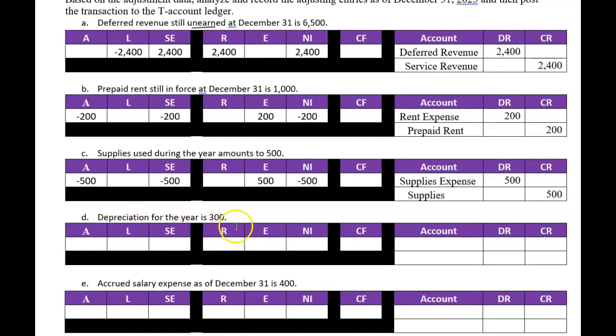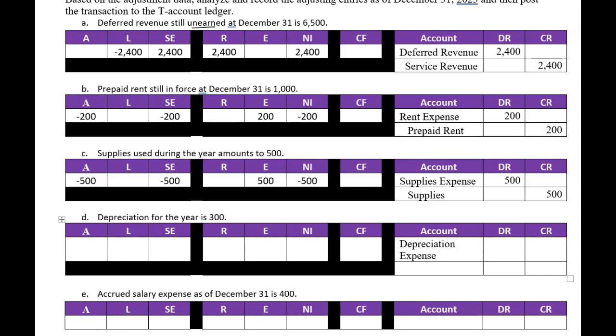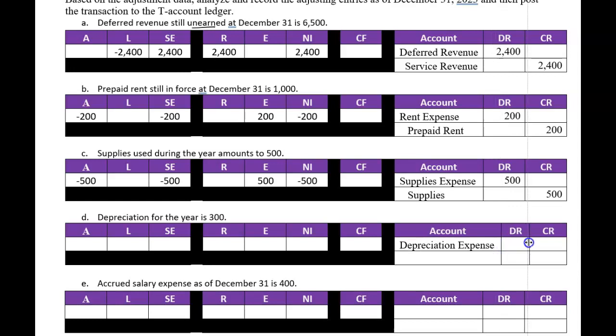Again, it's for the year. We don't have any other information, so we're going to record the full $300. Remember, depreciation is an expense to our company. It's the allocation of cost over the asset's useful life. So we're going to go in and we're going to hit depreciation expense there. Now I'm going to run out of space, so we may have to abbreviate a little bit. And we said that was $300. Now, do I hit the equipment account? Absolutely not. Equipment is carried at its historical cost.